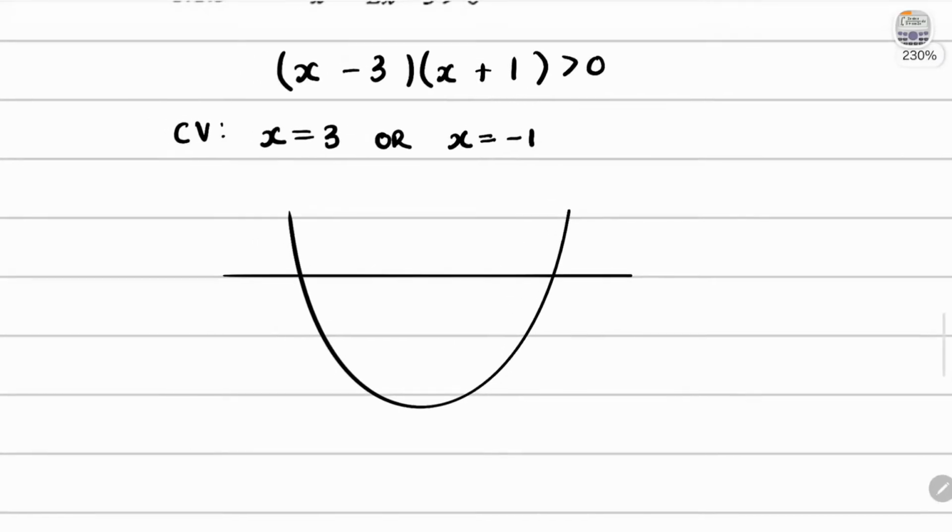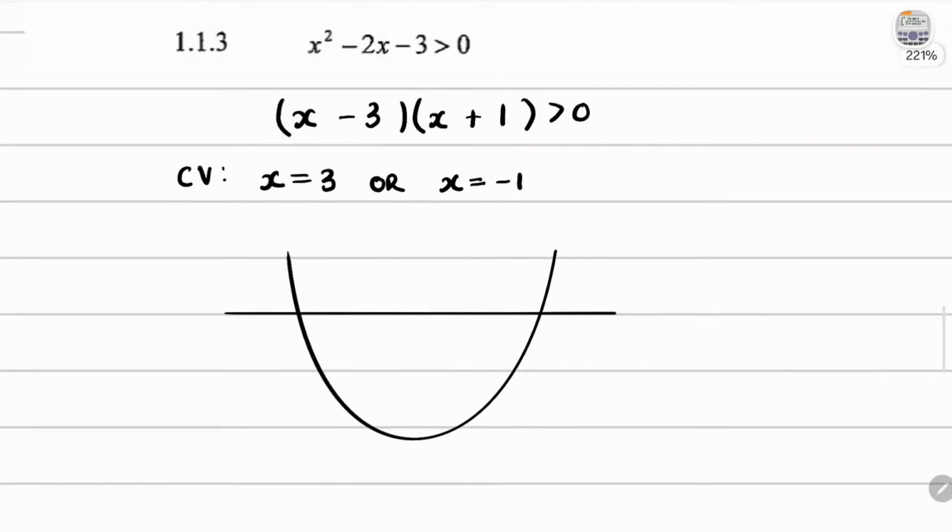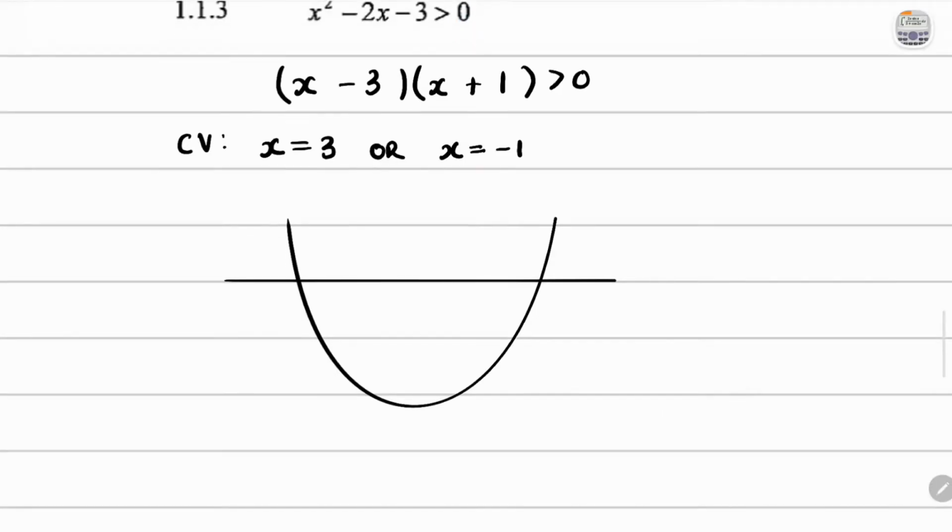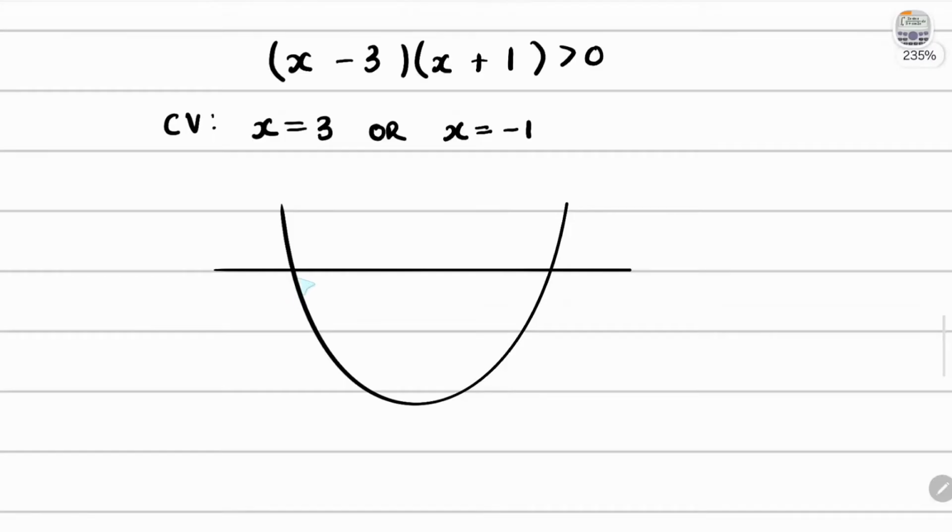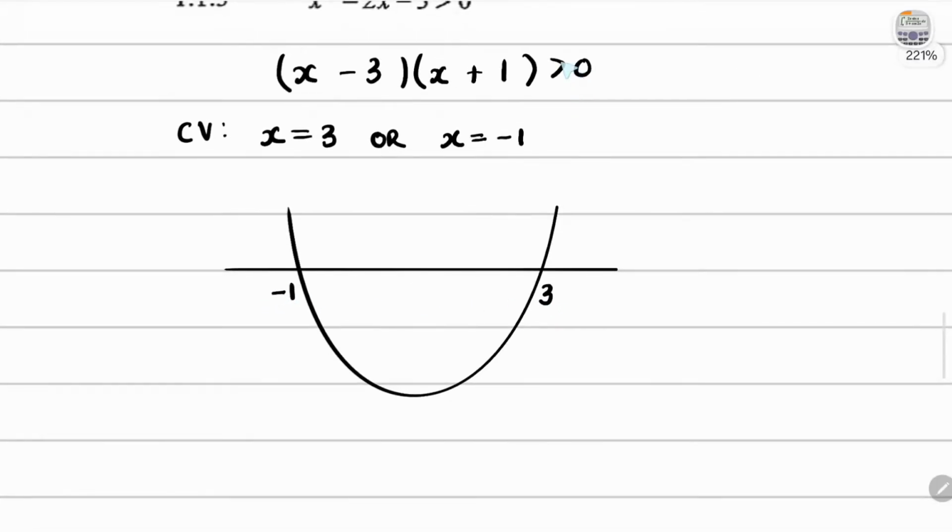So we'll put our critical values down. Remember, they are points where the y value is equal to 0. If you had to make that equation equal to 0, that's where you get your critical values. So it means that x here would be -1 and x here would be 3. Okay, so that's the smaller, that's the bigger. And now we have to answer the inequality.